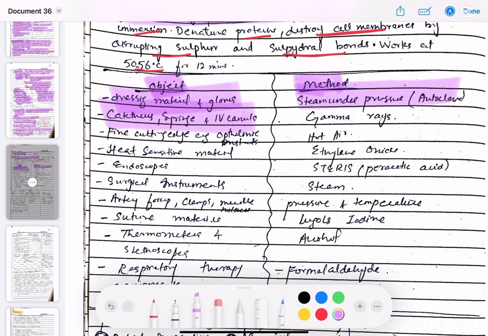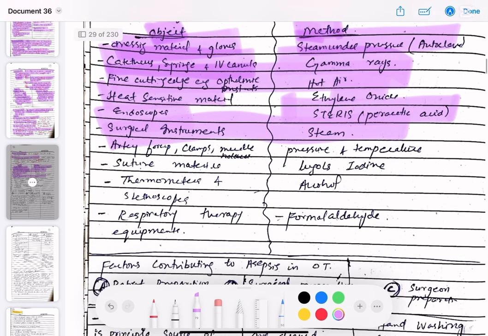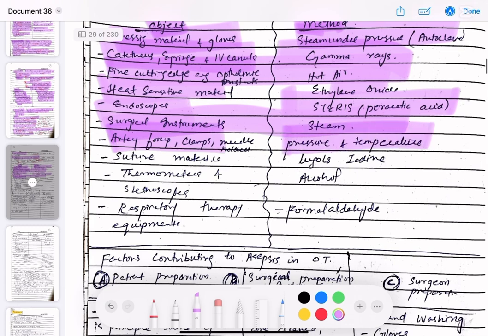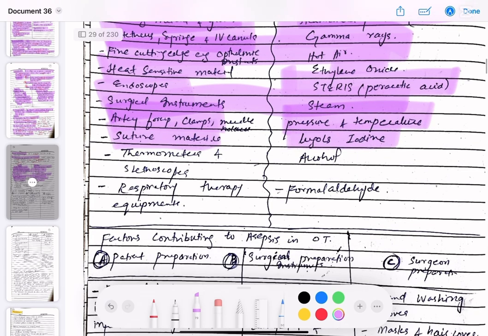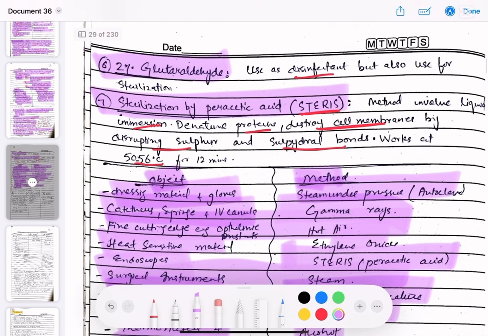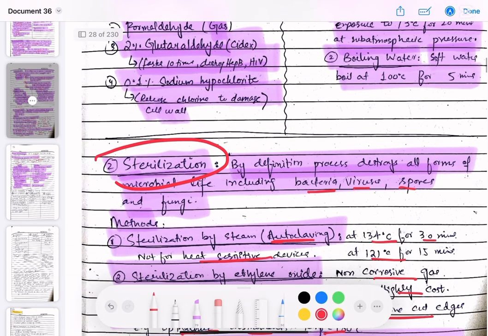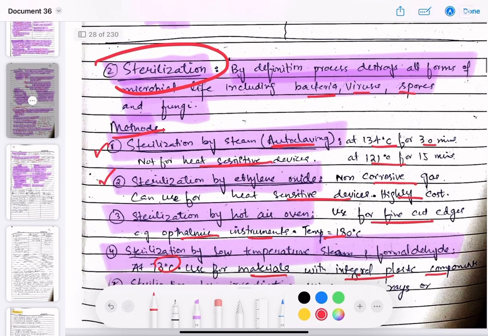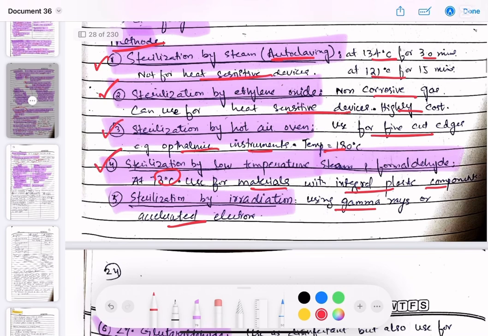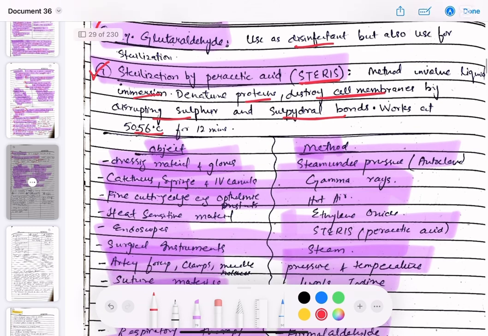Okay, for artery forceps and clamps, pressure and temperature are used. For switches, iodine is used. For thermometers and stethoscopes, alcohol is used. For respiratory therapy equipment, formaldehyde is used. So these are the methods of sterilization: sterilization by steam, ethylene oxide, hot air, low temperature, irradiation, 2% glutaraldehyde, and peracetic acid. These are the objects and these are the methods.